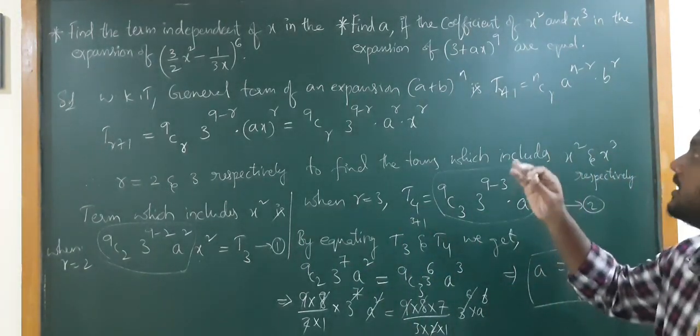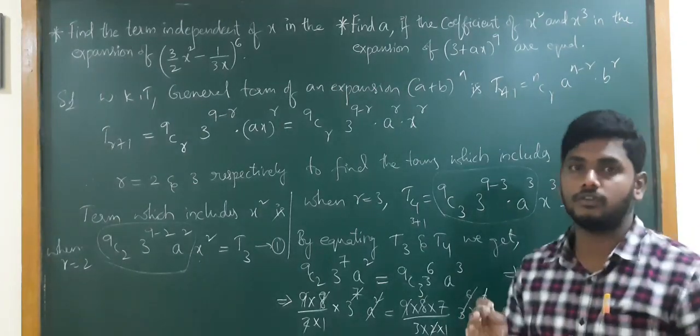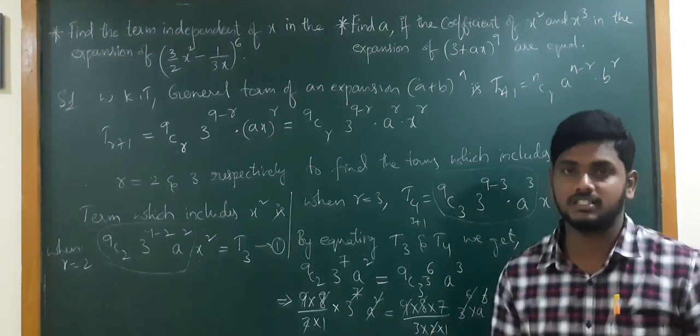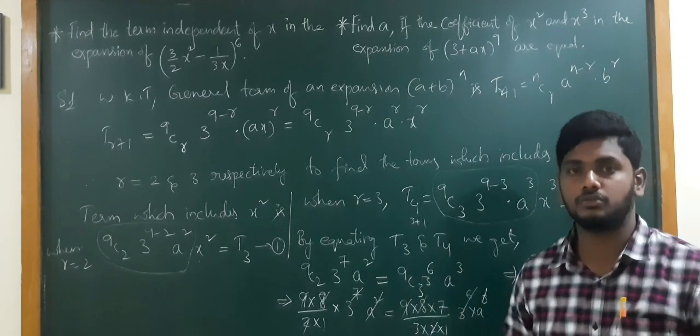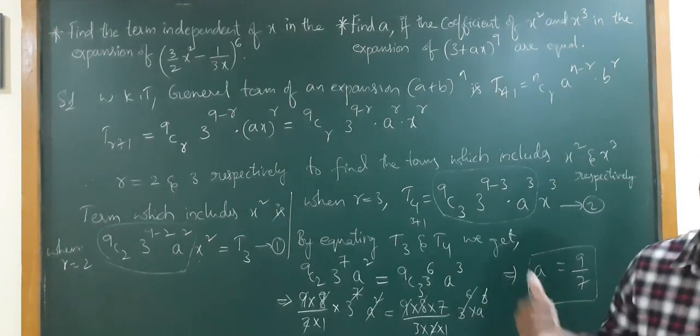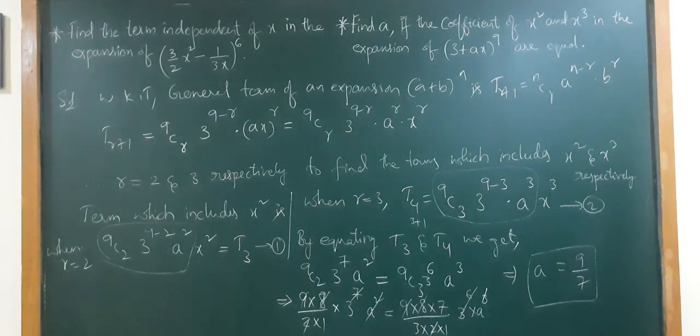So this is how to find the unknown values if the coefficients of, like, the fifth term and sixth term are equal, or if any two terms are equal, like this, by equating those two terms, we need to find the unknown values. Pause the video to note it down.